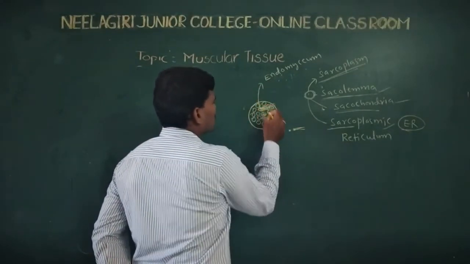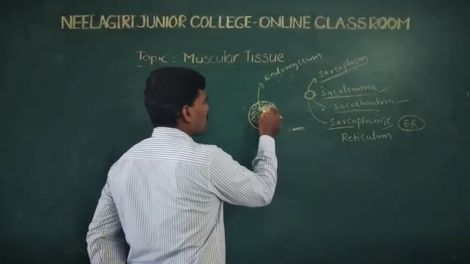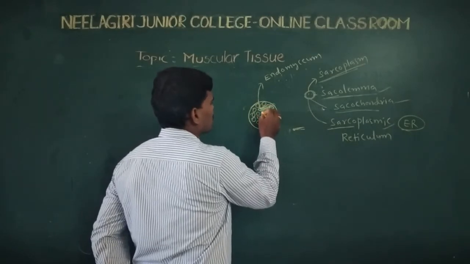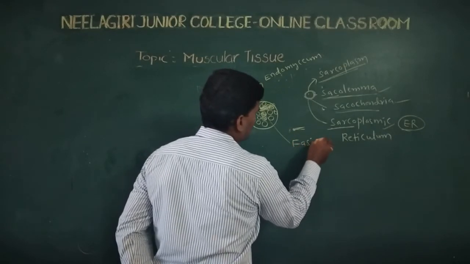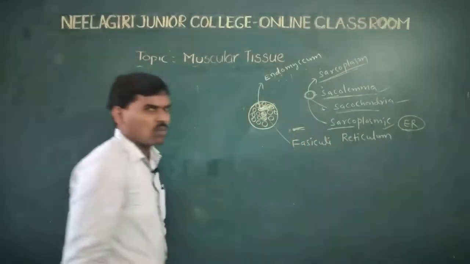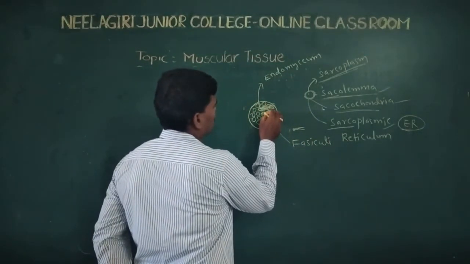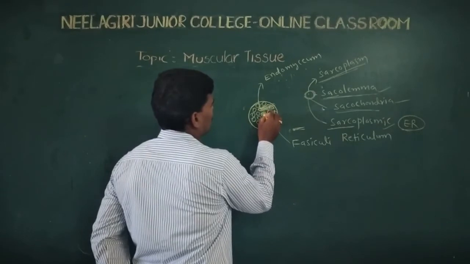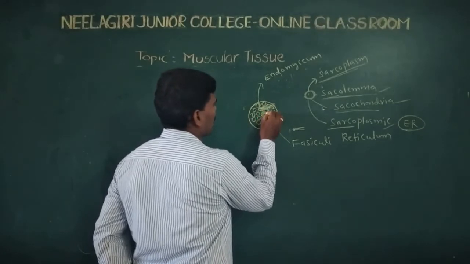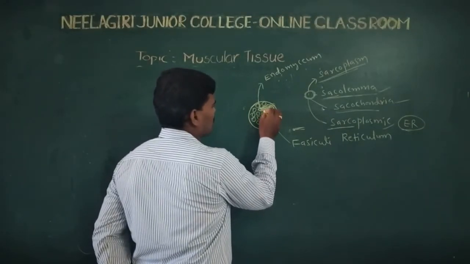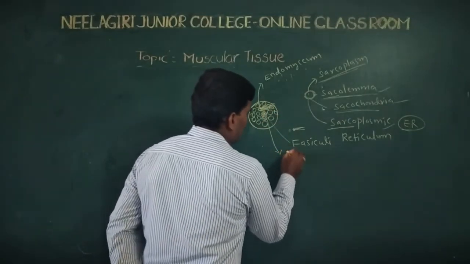Endomysium is a group or bunch of muscle fibers surrounded by a layer. This is also called a fasciculus, fasciculi in the plural. This is one fasciculus, this is another, and this is another. A number of fasciculi surrounded by one sheath is called perimysium.